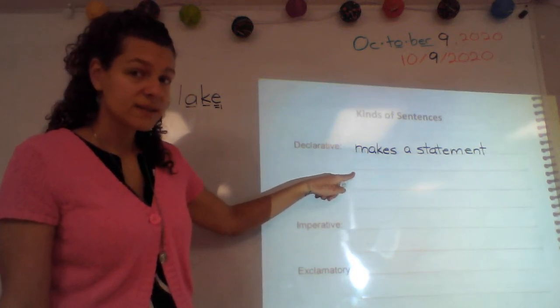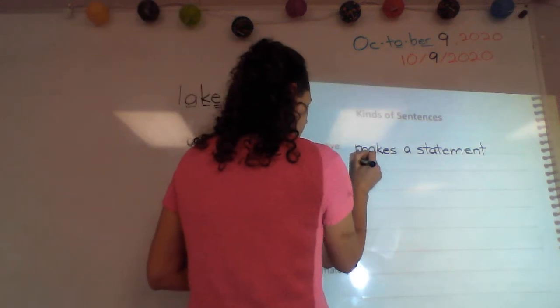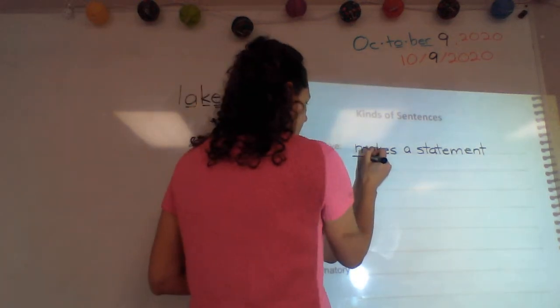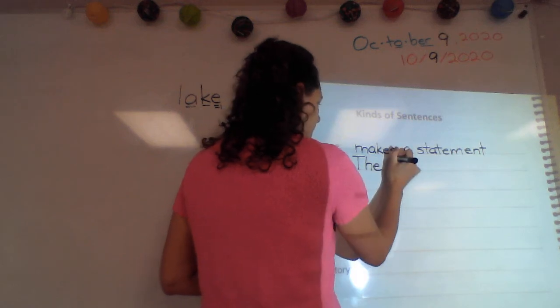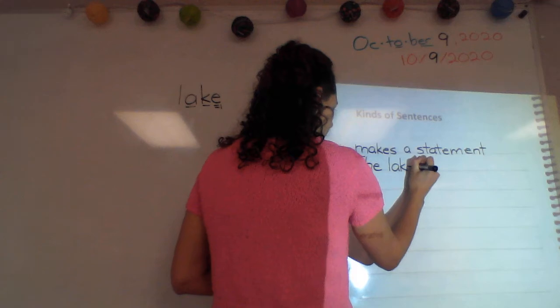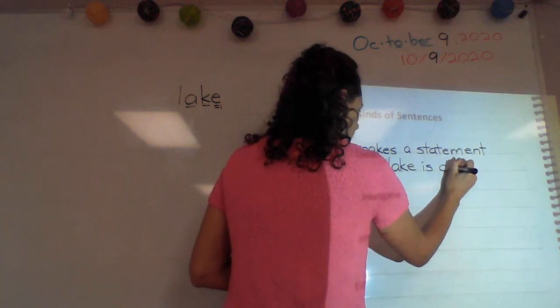All right, class, what was the sentence? Good, the lake is calm. I need to start with a capital letter and make sure we're leaving clock spaces between our words. The lake is calm.